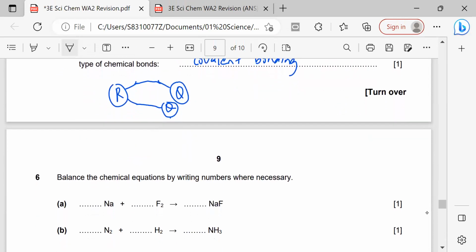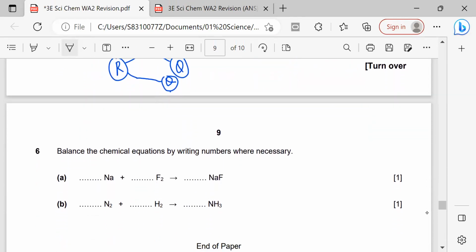And finally, for question number 6, to balance the equations by writing numbers where necessary, again, I would like to emphasize, where necessary means that you don't have to write. If the number there is supposed to be 1, it means that you don't have to write any number. So in this case, balance fluorine first. There's 2 on the left, there's 1 on the right. So put a 2 in front of NaF. And now there's 2 sodium on the right, but only 1 on the left. So therefore put the 2 on the left. This balances the first part very well.